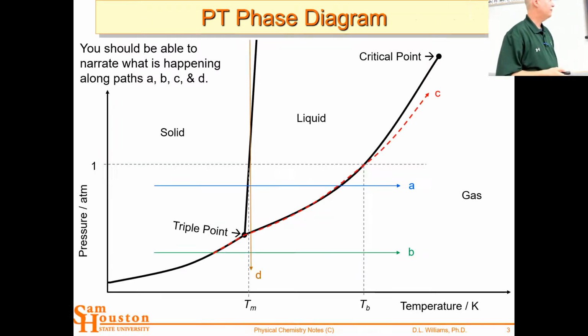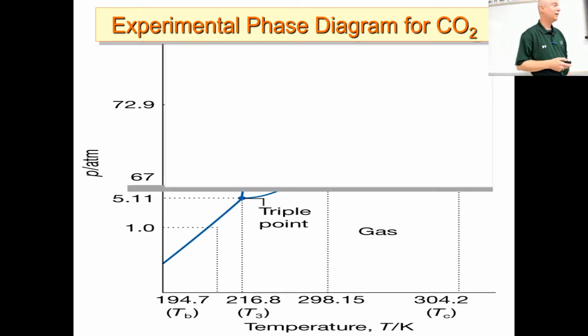So this is the experimental phase diagram for CO2. Let's expand this a little bit. This is from the Atkins book, an older copy. But notice the y-axis is broken. It goes from 1 to 5 atmospheres. You see the marks.